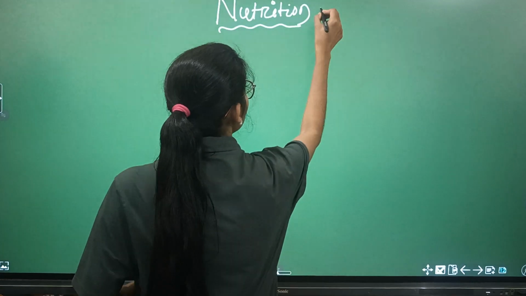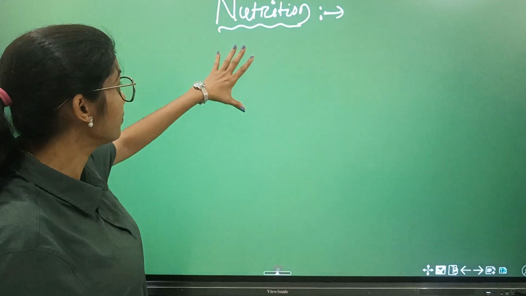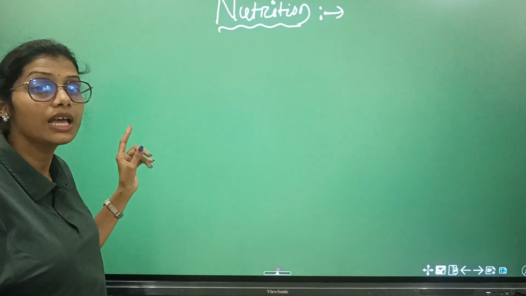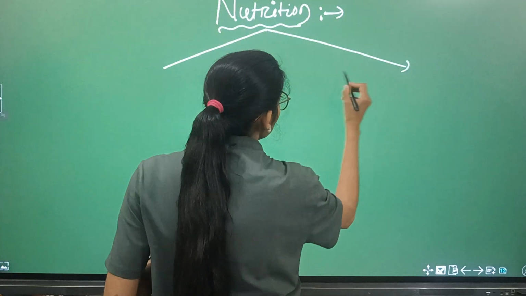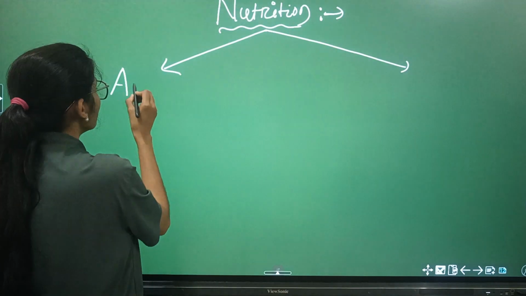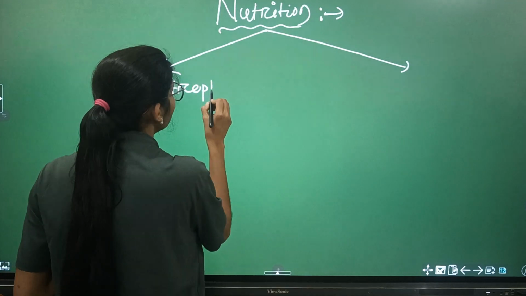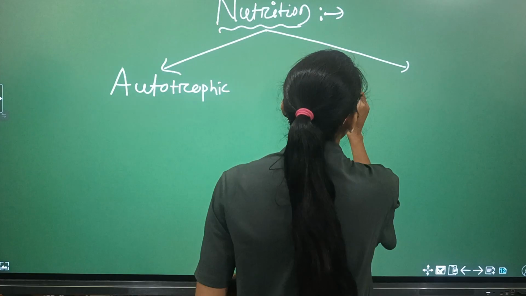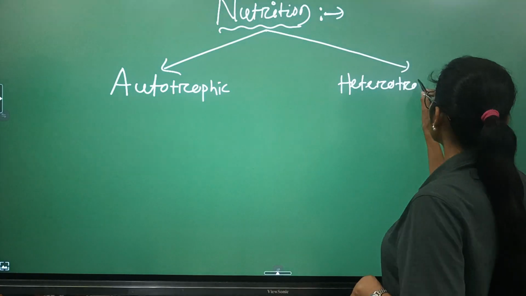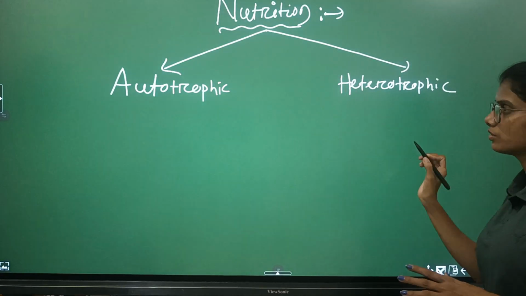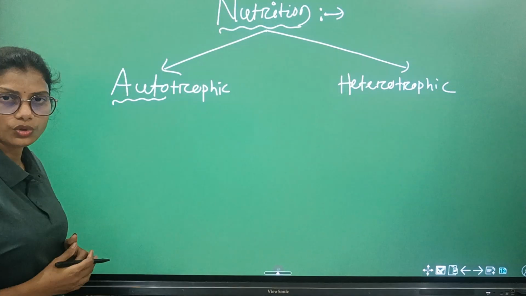In the previous videos, we have already discussed different types of nutrition. In this class, we will discuss nutrition in detail. How many types of nutrition are there? There are two types of nutrition. One is the autotrophic mode of nutrition. Another one is the heterotrophic mode of nutrition. So let us understand what is autotrophic nutrition.